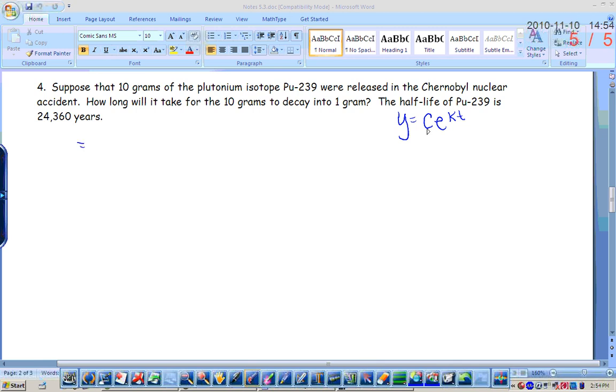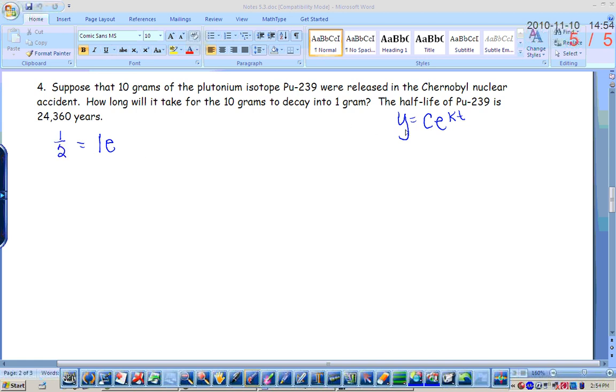So c is the amount that we start with. I'm just going to start with any amount. I'm going to start with 1 gram because I think that's the easiest. If you start with 1 gram, then the amount after 24,360 years is going to be half of that, or a half a gram.